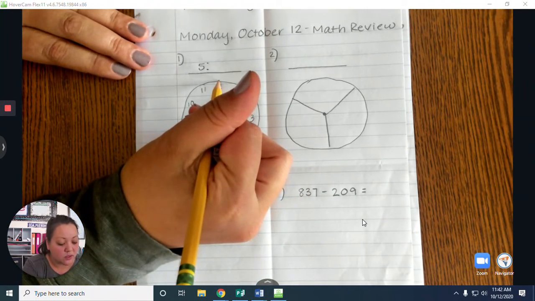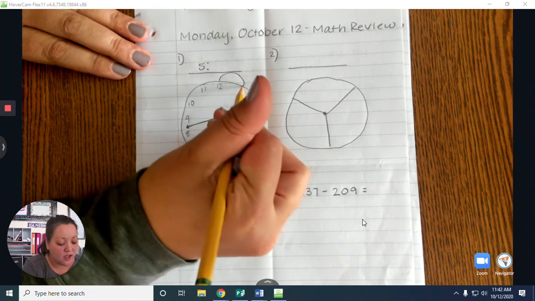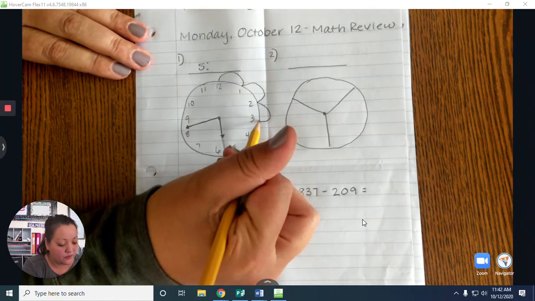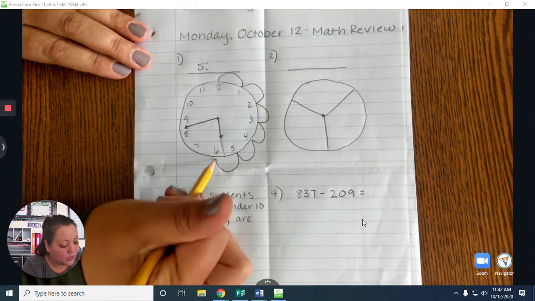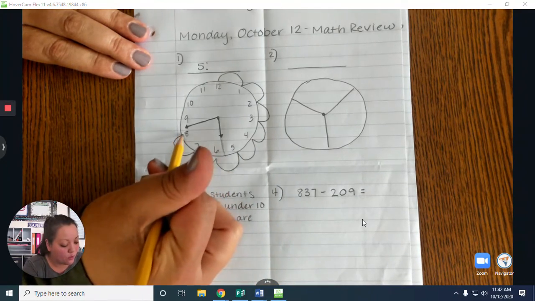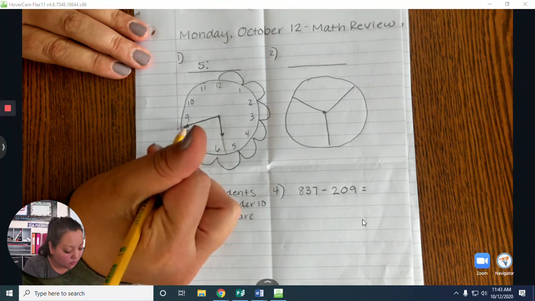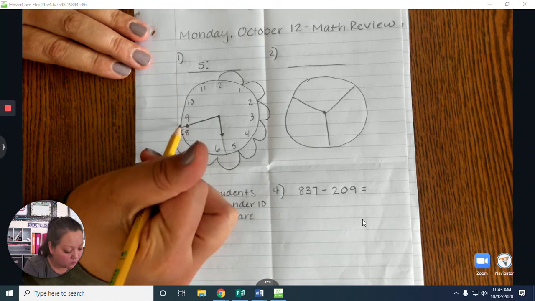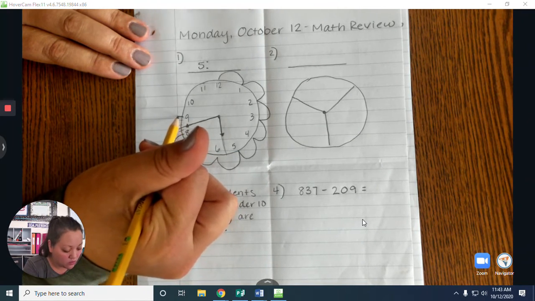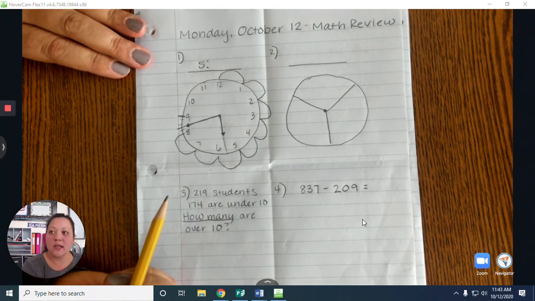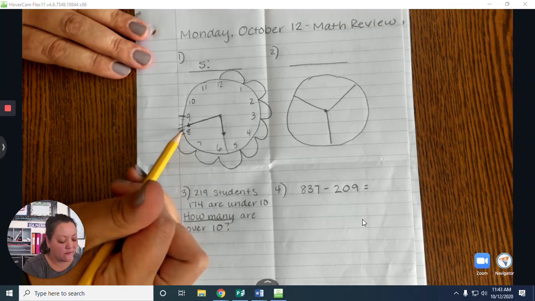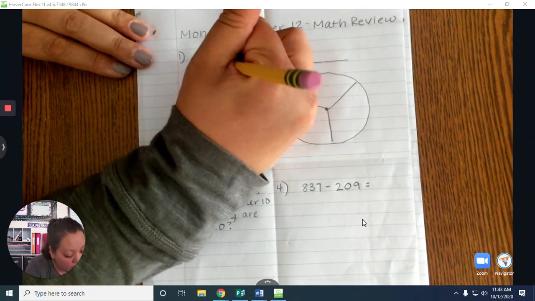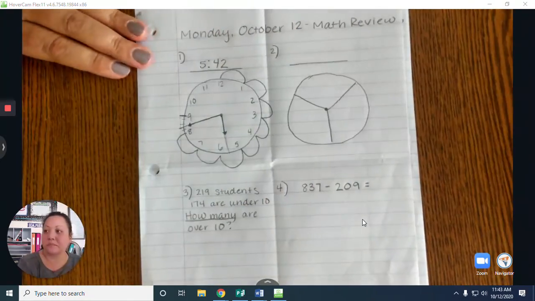Remember, for minutes, we got to count by 5s. 5, 10, 15, 20, 25, 30, 35, 40. Now, I'm going to figure this out. It looks like if I were to add dots, it's not quite in the middle. It's closer to the 8 than the 9, so I'm going to say it's 5:42. Okay?